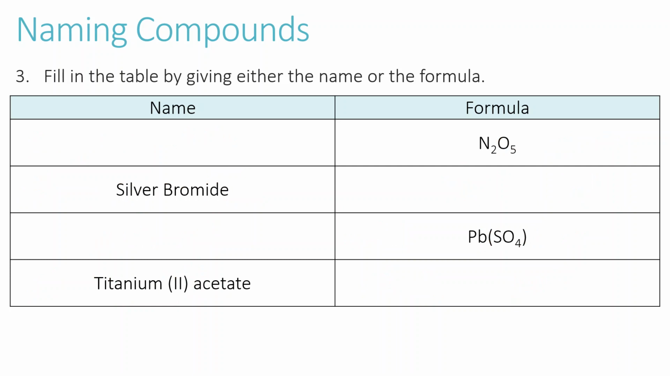Next, N2O5. So this is going to again be molecular because we have nonmetals. I've got 2 nitrogens, so that's going to be dinitrogen. And there are 5 oxygens, so that's penta. Oxygen becomes oxide in a compound.